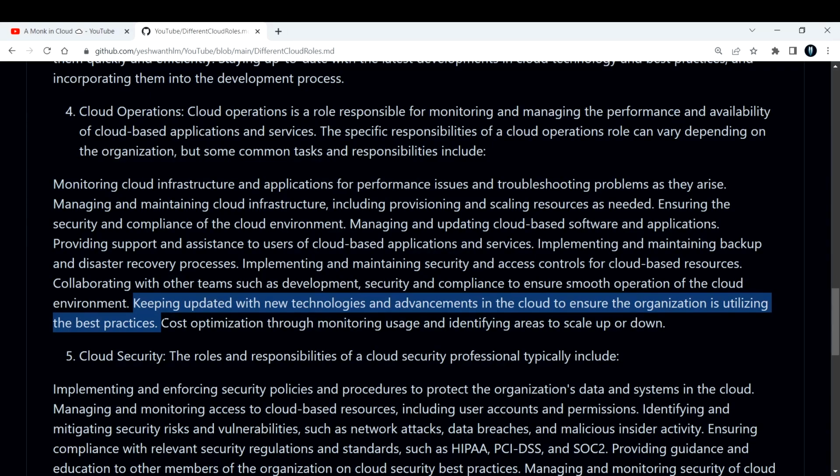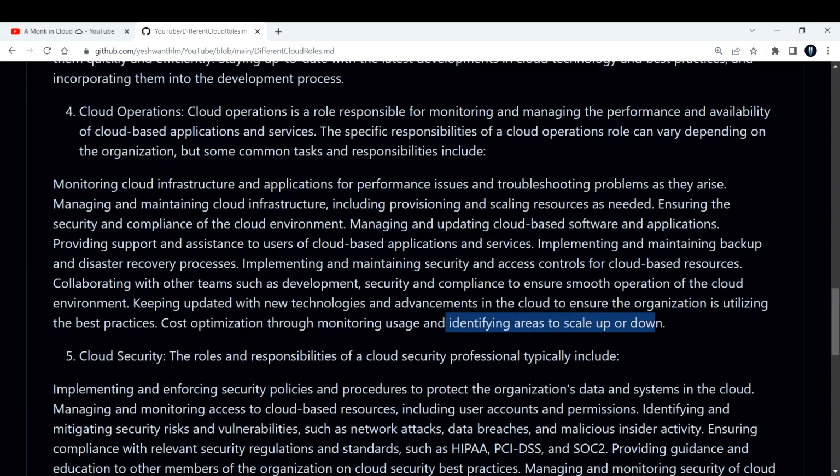As I told you, it comes in for all the roles. Cost optimization through monitoring usage and identifying waste is your important role because you need to make sure that your organization is spending very little on these things, right?